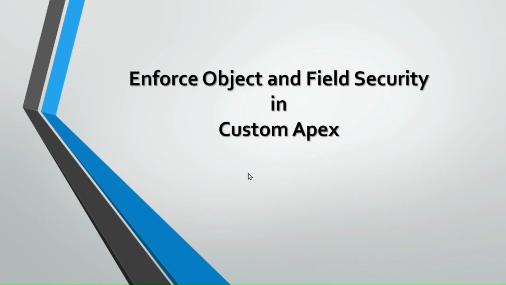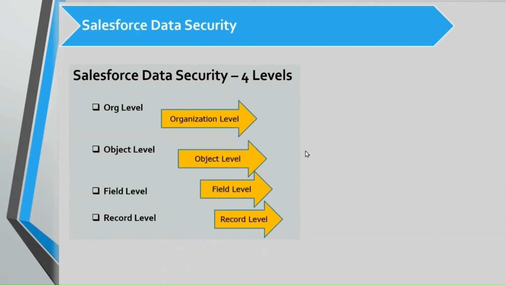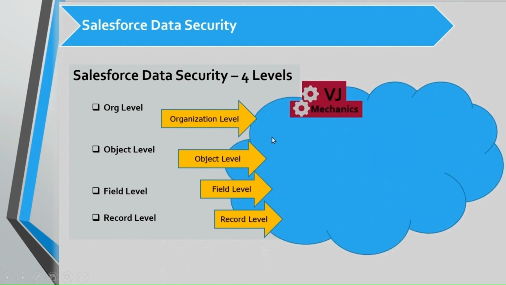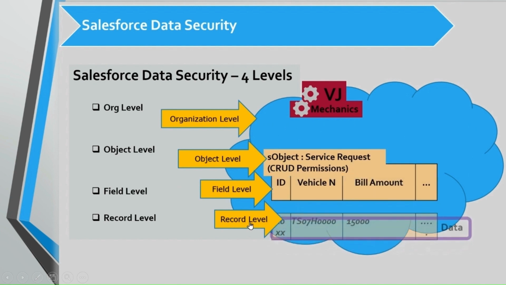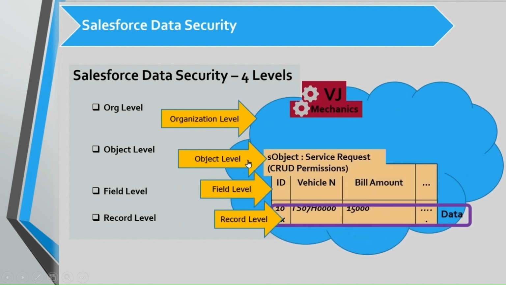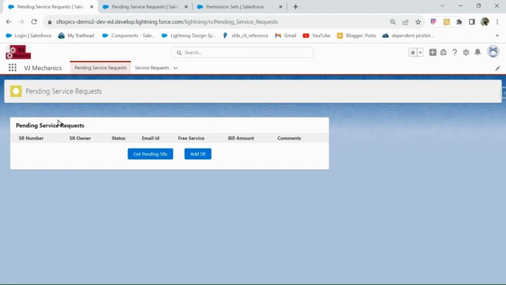In this video, let us discuss the enforcing of object and field level security in custom Apex. As we know, we can configure Salesforce data security in 4 levels: organization level, object level, field level, and record level. In this video, we will discuss how to enforce object level and field level security in custom Apex. For this demo, we will use this small application.